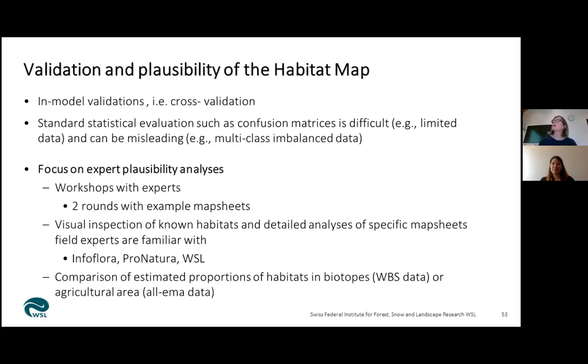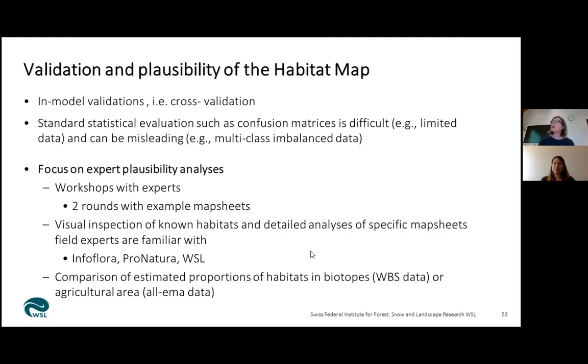So we had quite a strong focus on plausibility analyses with expert groups. We had workshops with a core group of experts, and we did that in two separate rounds and provided example map sheets and had a lot of discussion back and forth. Then certain individual experts did visual inspection of known habitat areas that they knew well, and did a detailed analysis of particular map sheets, and that helped us. We fed that back into our process to improve our modelling, and in particular the rule sets within eCognition.